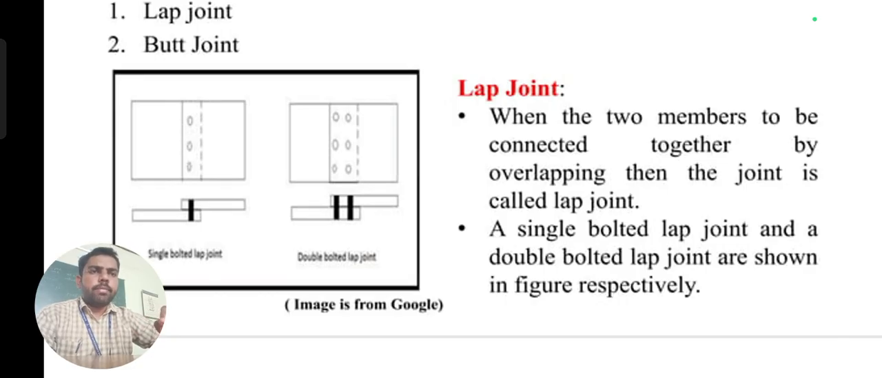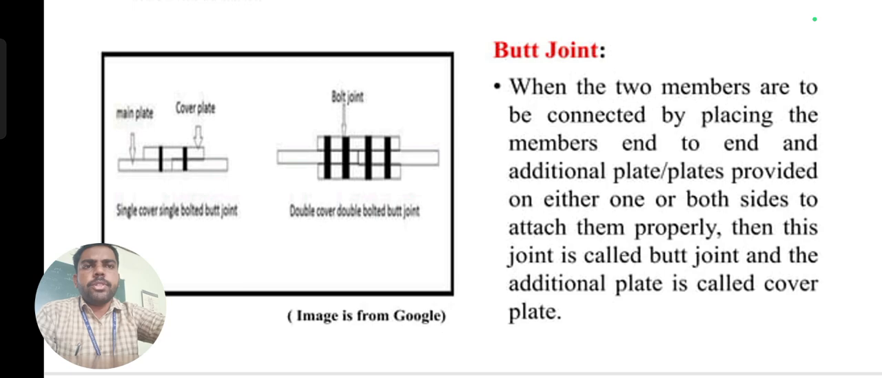Here, when two members are connected together by overlapping, the joint is called a lap joint. There is a single bolted lap joint and a double bolted lap joint as shown in the figure. And after that, the butt joint. What does butt joint mean? Two members meet end to end, and after that extra plates are provided in that scenario. This is called a butt joint.